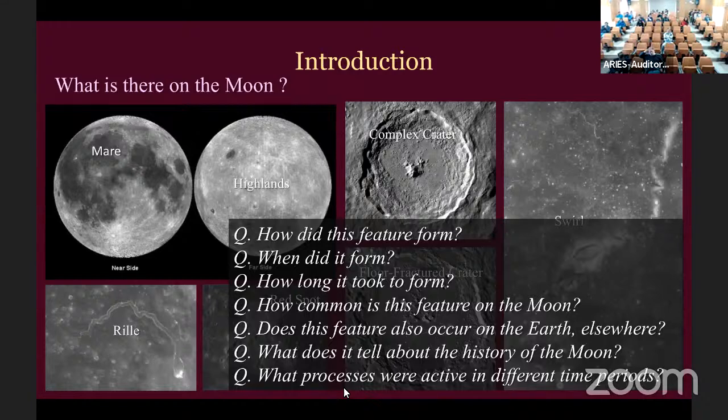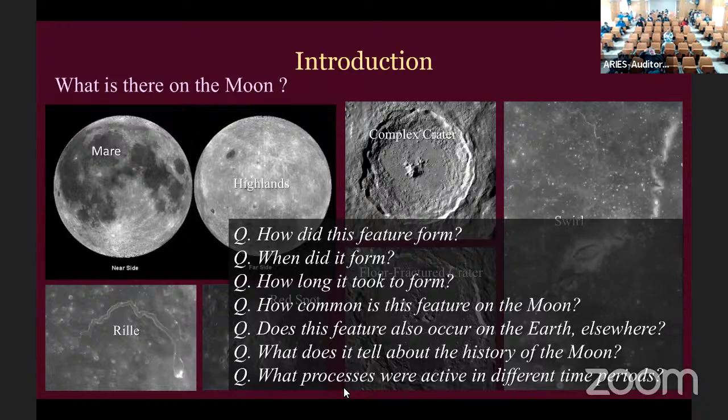Does this feature also occur on Earth? That establishes the connection with Earth and other planetary bodies, and also emphasizes the significance. What does it tell about the history of the moon? We are not there just to observe these features. We are there to learn what these features have to tell us about the moon and other planetary bodies.